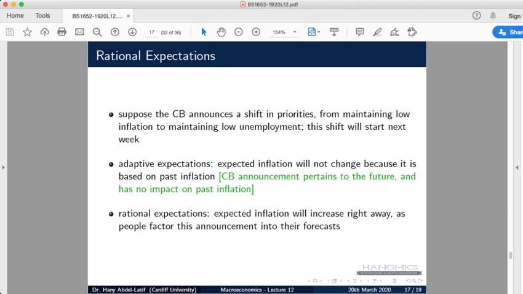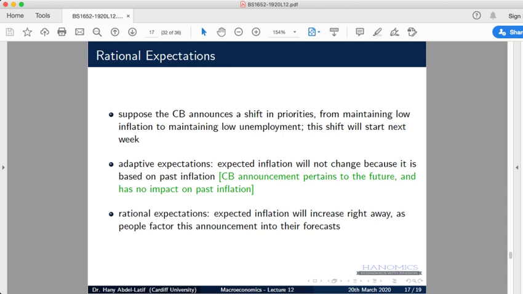And this shift, let's say, will apply from next week. According to the adaptive expectation mechanism, expected inflation will not change because this change in policy did not affect past inflation. According to the mechanism we have just discussed, nothing will change, because the expected inflation rate in time t equals the actual inflation rate in time t minus 1. So announcing a change in policy today is not going to change the inflation rate in time t minus 1, and therefore the expected inflation rate in time t is not going to change.